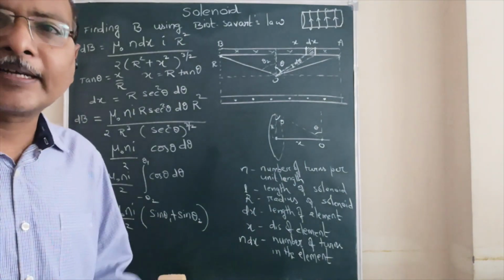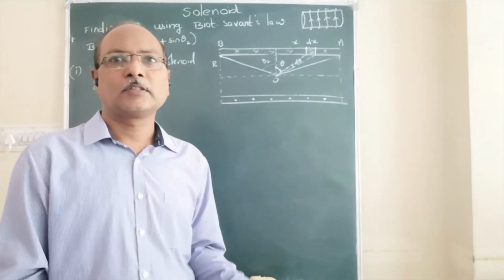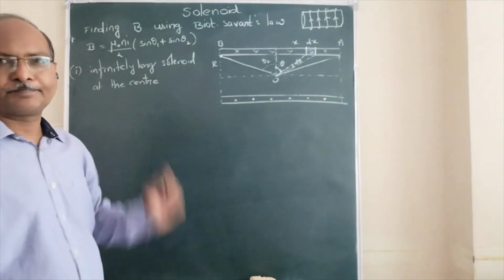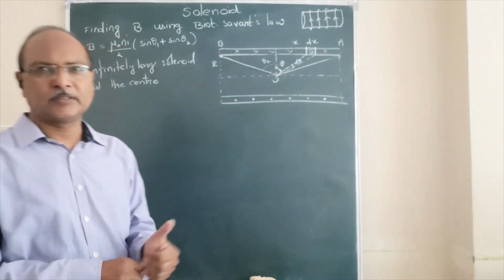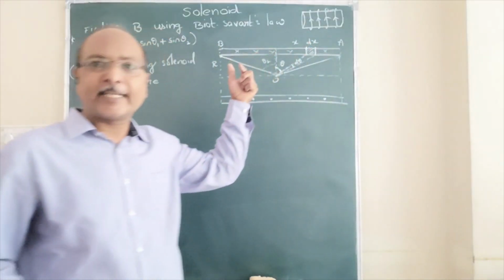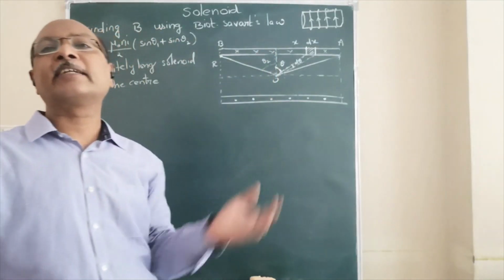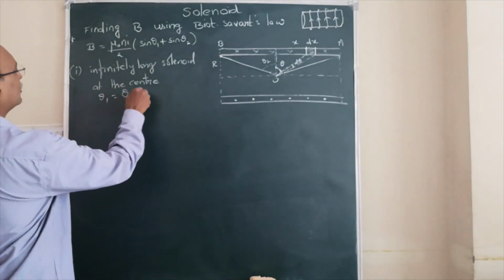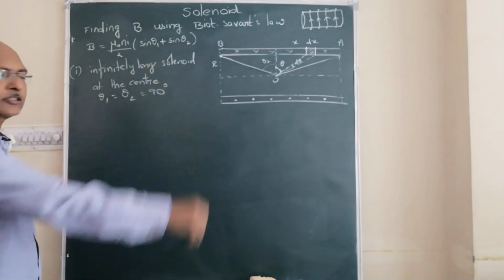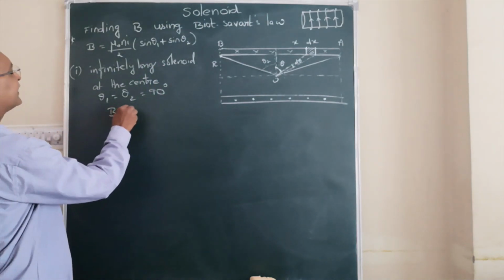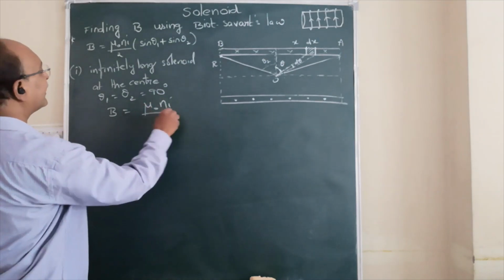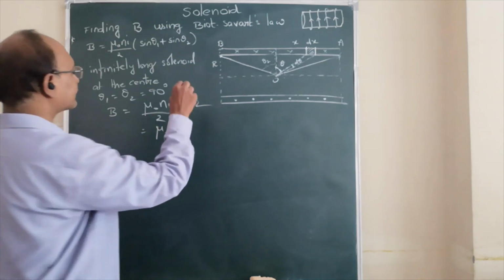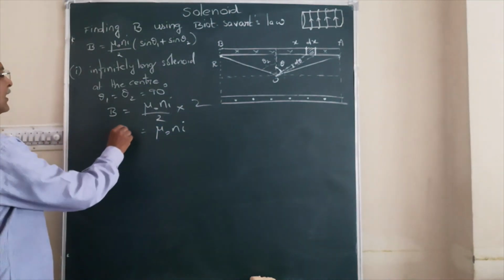So here we can consider different cases. Suppose we take a long solenoid. We want to find the magnetic field at the center. If it is infinitely long, then the angle subtended by both ends at this point will be nearly 90 degrees. So theta 1 and theta 2 become equal to 90 degrees. Then you can write B is equal to mu naught n I by 2 into 2, so mu naught n I. That is the magnetic field at the center.